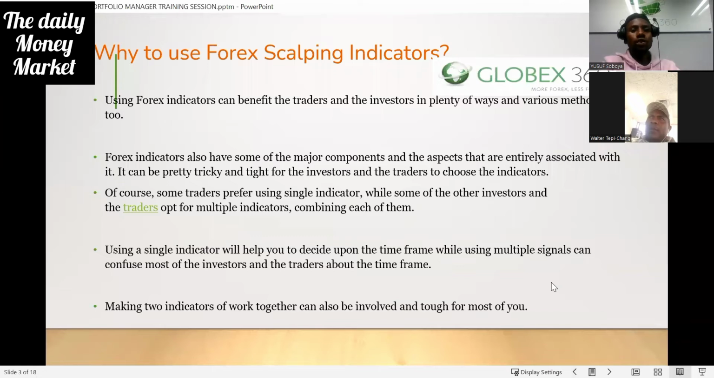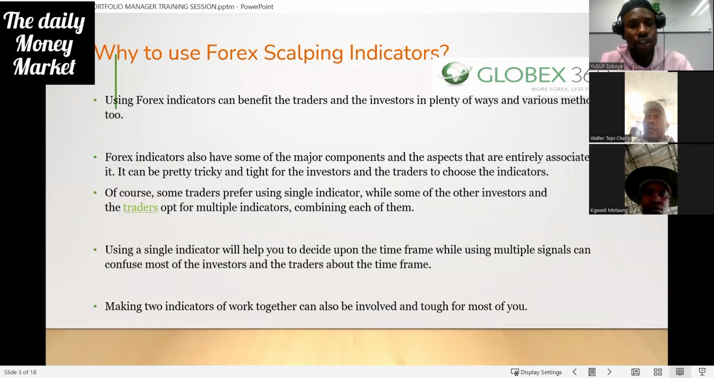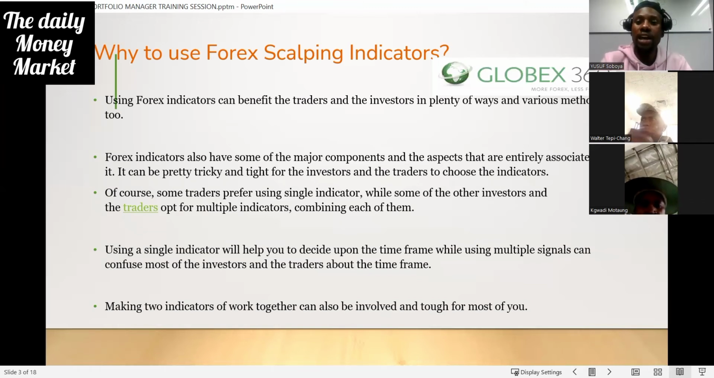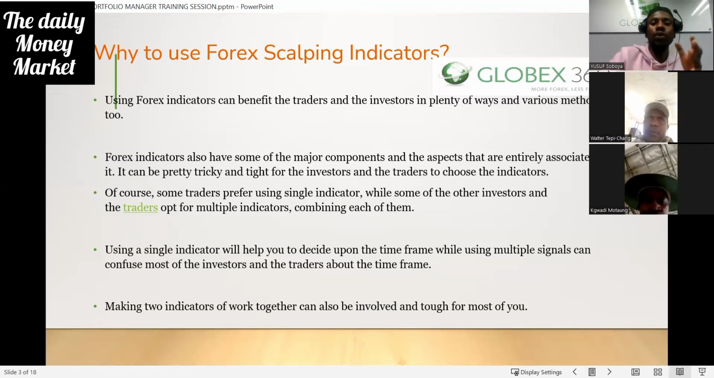So why use Forex scalping indicators, for example? There are indicators that can help you identify scalping positions or scalping opportunities. Using Forex indicators can benefit traders and investors in plenty of ways through the various tools. Forex indicators also have some major components and aspects associated with them.